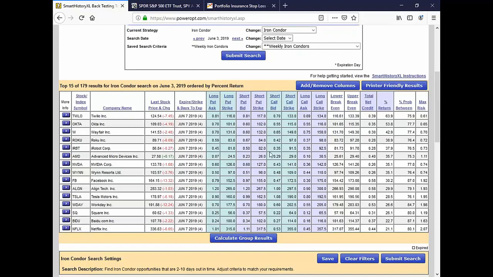Okay, so these look pretty good. For June 7th expiration, Monday, June 3rd, that weekly Iron Condor, 4 days out in time, good probability, 75, some at 84, some at 80, some at 87, fantastic. Okay, now let's calculate group results. This might take a while.